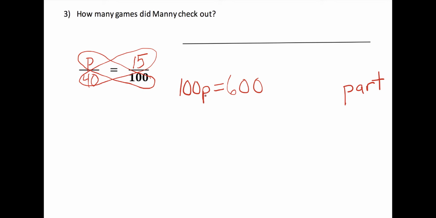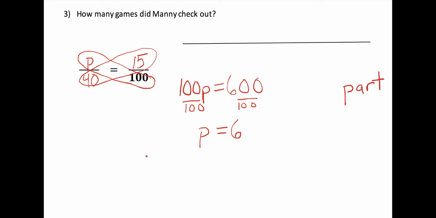Now, we need to get this p by itself. And there are 100 of them. So I need to divide 100p by 100. And I need to do the same thing to keep everything balanced, over here to the 600. 100p divided by 100 leaves us with just p. And 600 divided by 100 is 6.